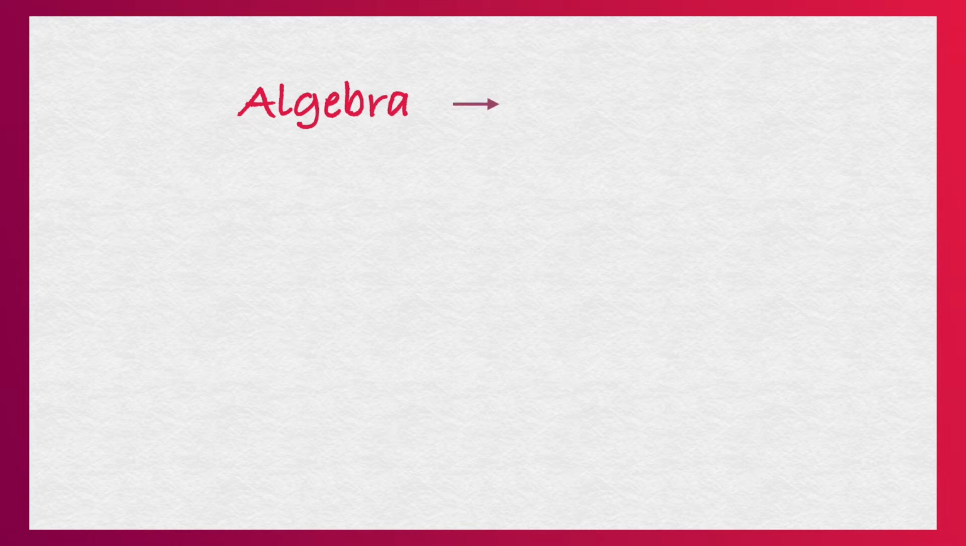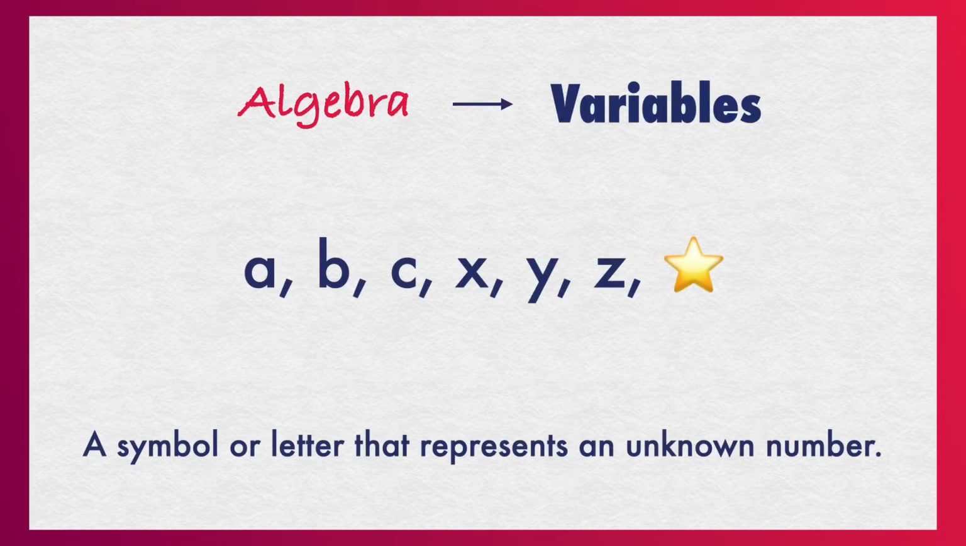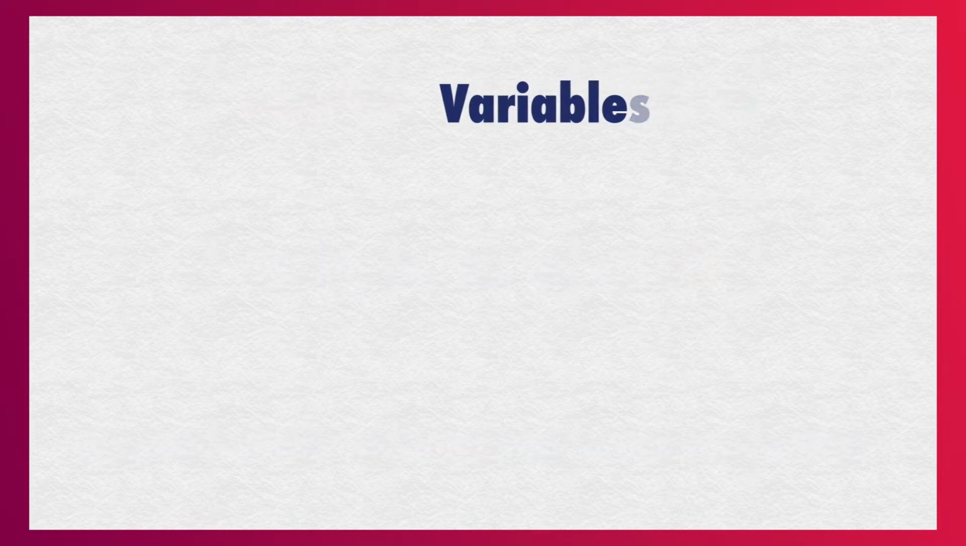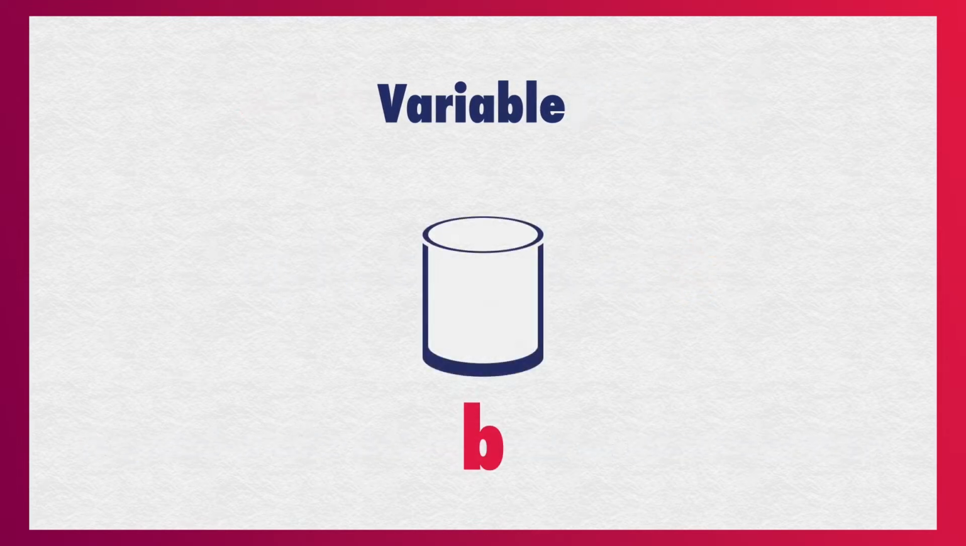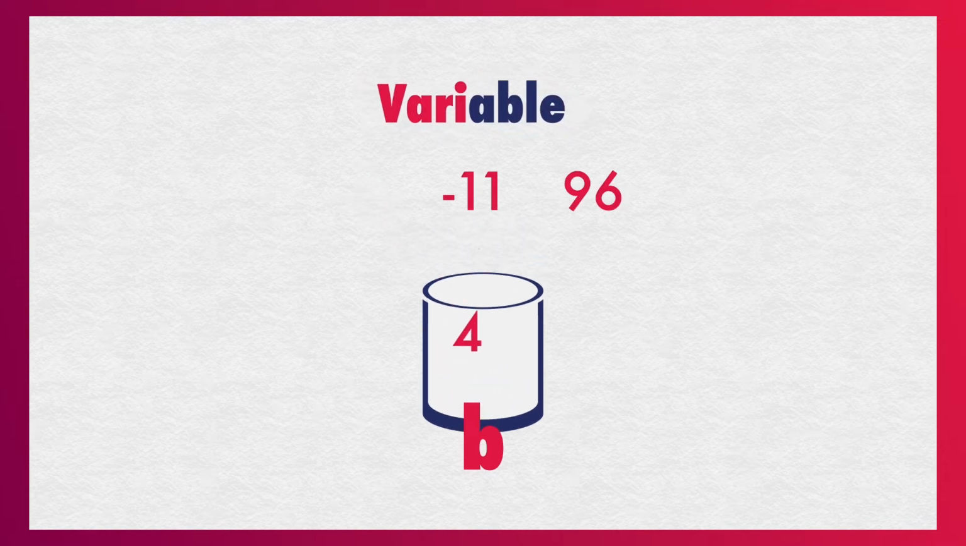So we're going to be learning about algebra. And algebra is a branch of mathematics that uses variables. And variables are symbols or letters that represent unknown or undetermined numbers. Some examples of variables are a, b, c, x, y, z, and even a star, because technically anything from symbols to letters can be variables in algebra. Essentially, variables are like containers. They're able to hold various numeric values interchangeably with infinite possibilities.